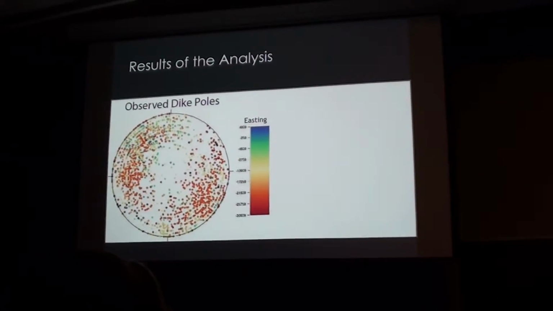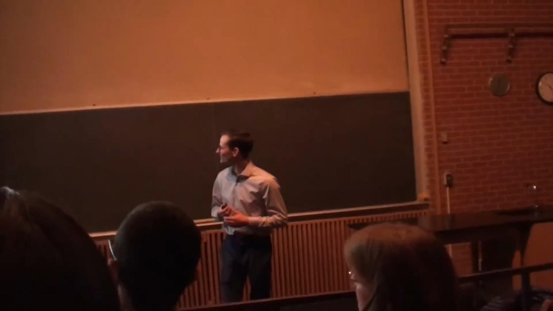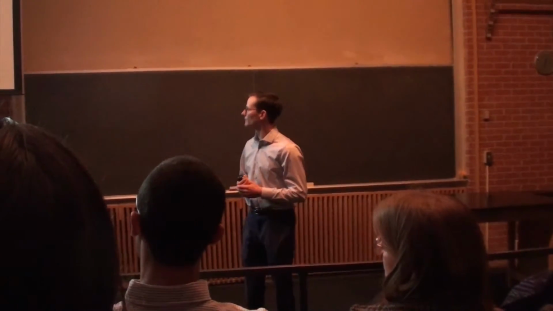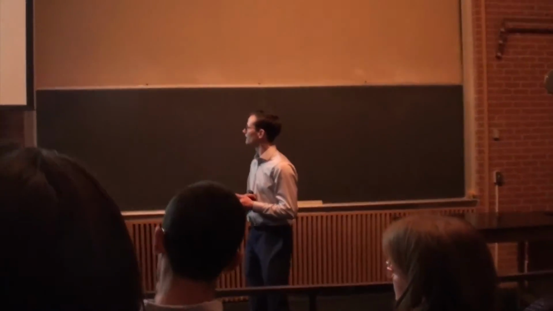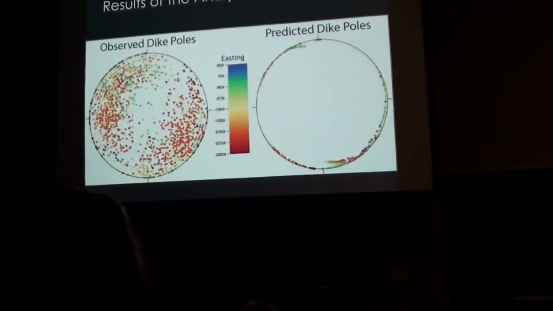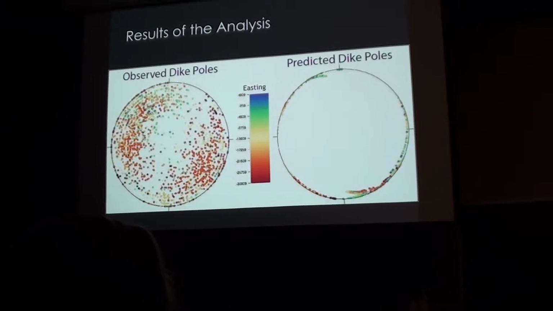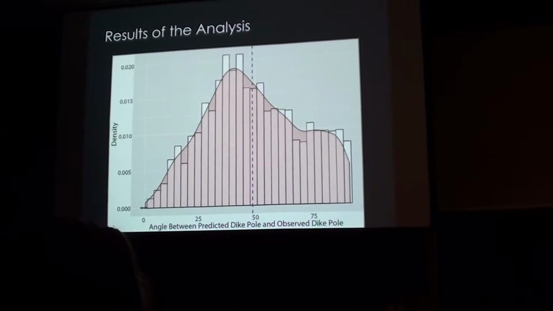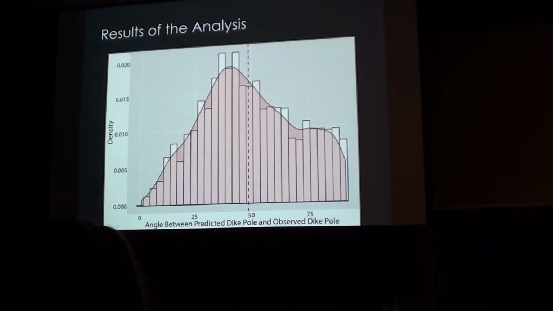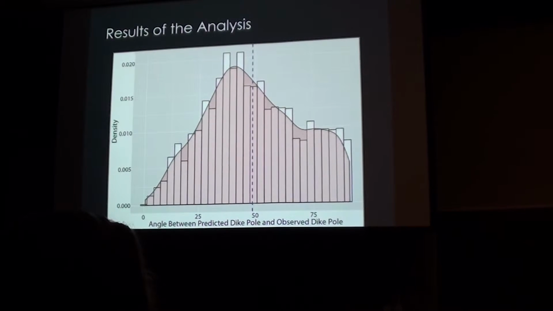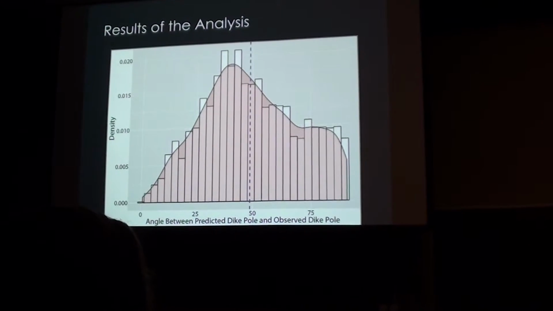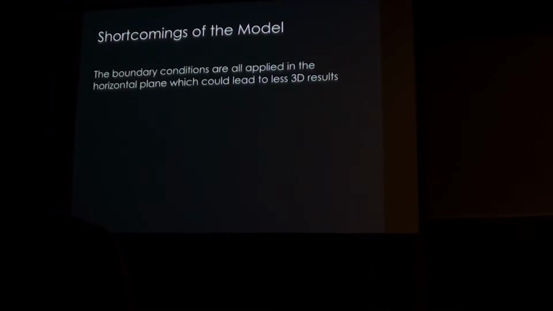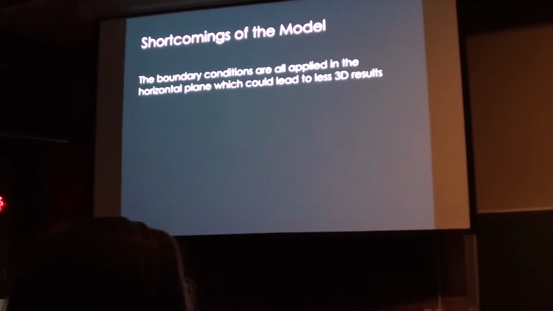And if you look at the predictions, they are a lot closer to the edge. They're a lot more vertical. We don't see the same subvertical dikes that we see in the other. We do still see some rotation, but it is not as strong. We can also look at a histogram of this and see that the average angle between the predicted dipole and the observed dipole is about 48 degrees off, when the maximum is 90.